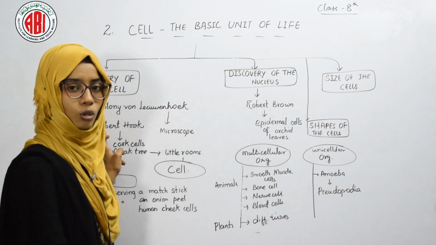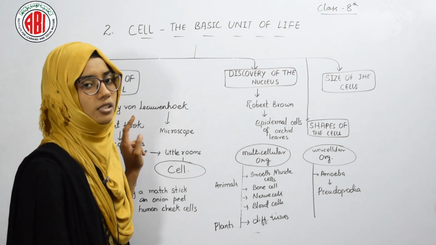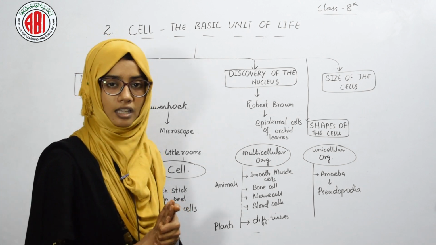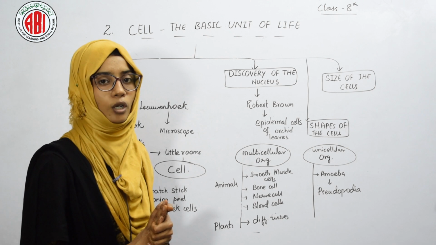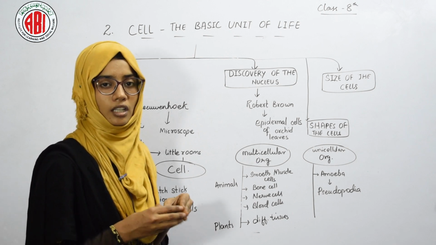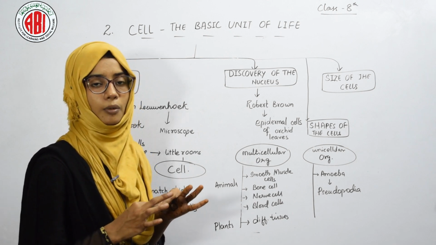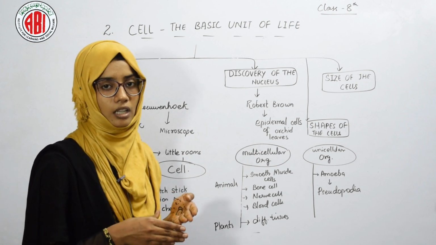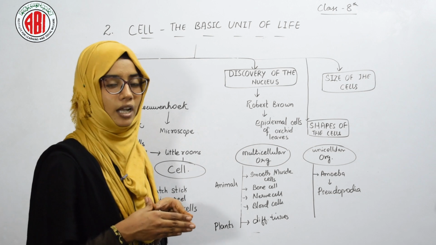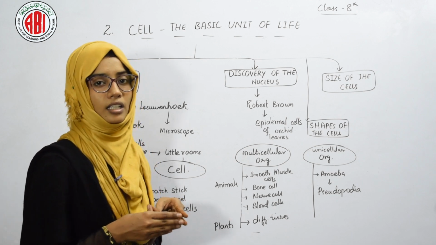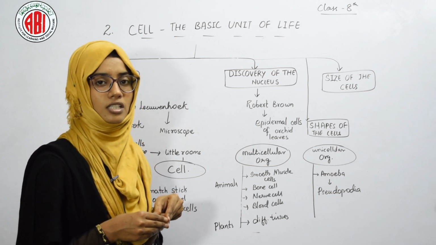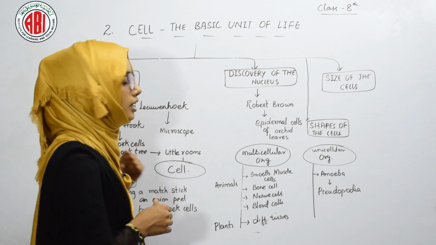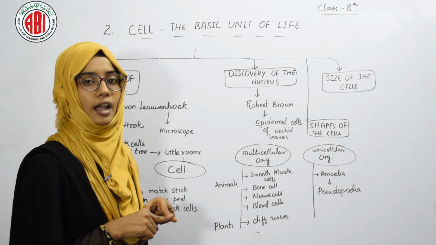Robert Hooke is the scientist who discovered the cell. Robert Hooke took some cork cells, that is, the dead cells of the oak tree. After taking the cork cells, he prepared a mount. We have already discussed how to prepare a mount by cutting thin sections and applying a drop of water, and then covering it with a cover slip. In this way he prepared a slide of cork cells and then observed it under his own handmade microscope.